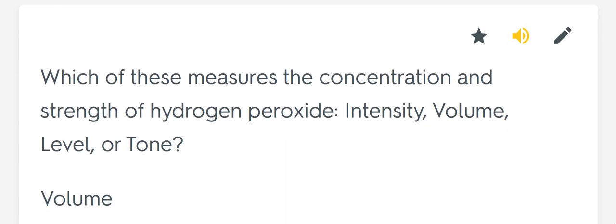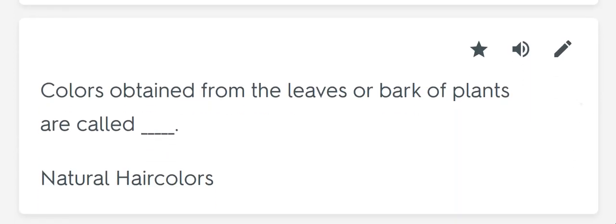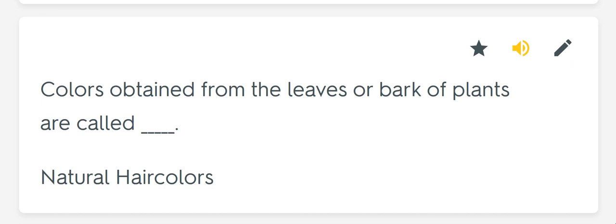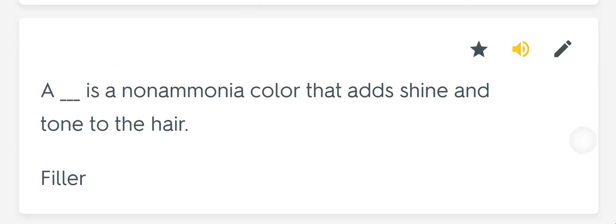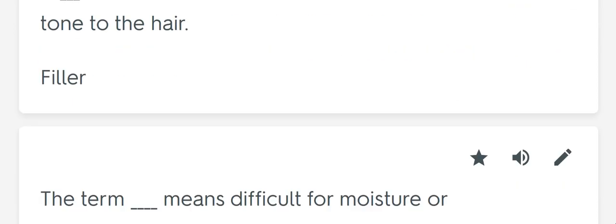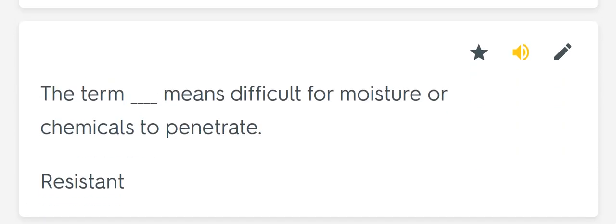Which of these measures the concentration and strength of hydrogen peroxide? Intensity, volume, level, or tone? Volume. Colors obtained from the leaves or bark of plants are called natural hair colors. A filler is a non-ammonia color that adds shine and tone to the hair. Filler. The term resistant means difficult for moisture or chemicals to penetrate. Resistant.